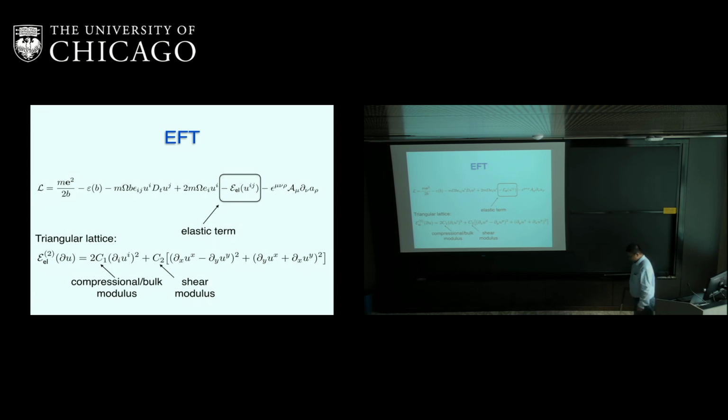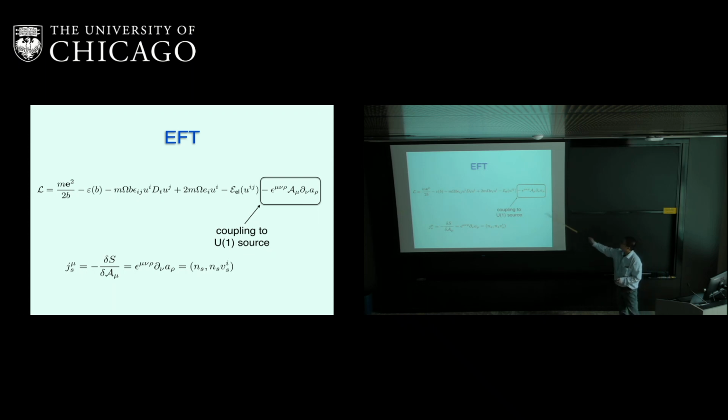The next term, I don't think one can guess this from the microscopic theory, but basically it's the elastic part of the vortex lattice. It tells us how much energy you need to insert when you want to deform the lattice. The first part is compression: how much energy you need to put in to compress the fluid. And here is the shear part of the elasticity. And the last part is nothing but the coupling of the superfluid with the external electromagnetic field.